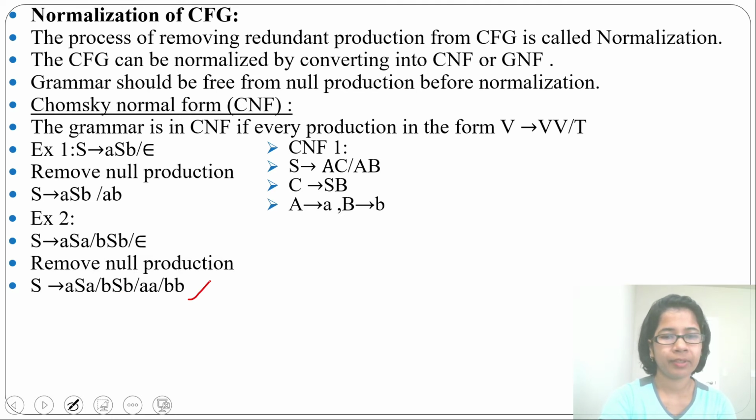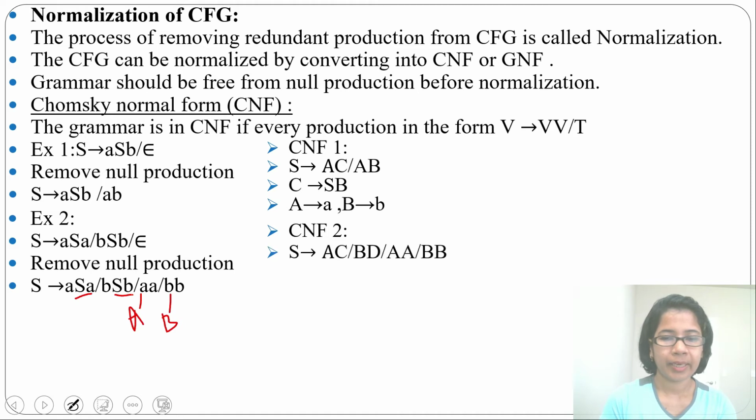Let's find CNF for this. So what we will do, for a we will consider one variable, that is A. For b we will consider another variable, that is B. And for this SA we will consider one variable, for this SB we will consider one variable. Let's write the CNF for example 2. From S we will derive AC, BD, AA or BB. So this C is for SA, D is for SB, and AA is for terminal AA, and BB is for terminal BB. And here A is for terminal a, here B is for terminal b.